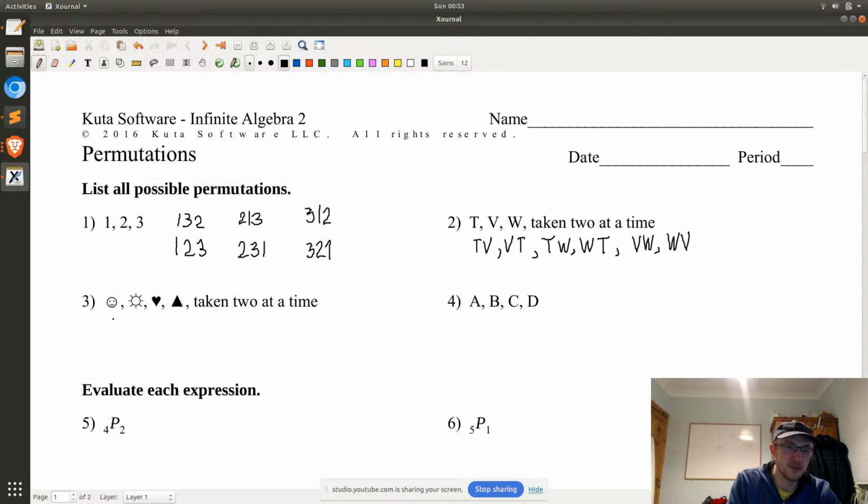Okay, so there's going to be smiley face, sunshine, sunshine, smiley face, heart, heart, smiley face, triangle, triangle, smiley face. And then you just do the others. So that would be 2, 4, 6 plus 2, 4 plus 2, which is 12.